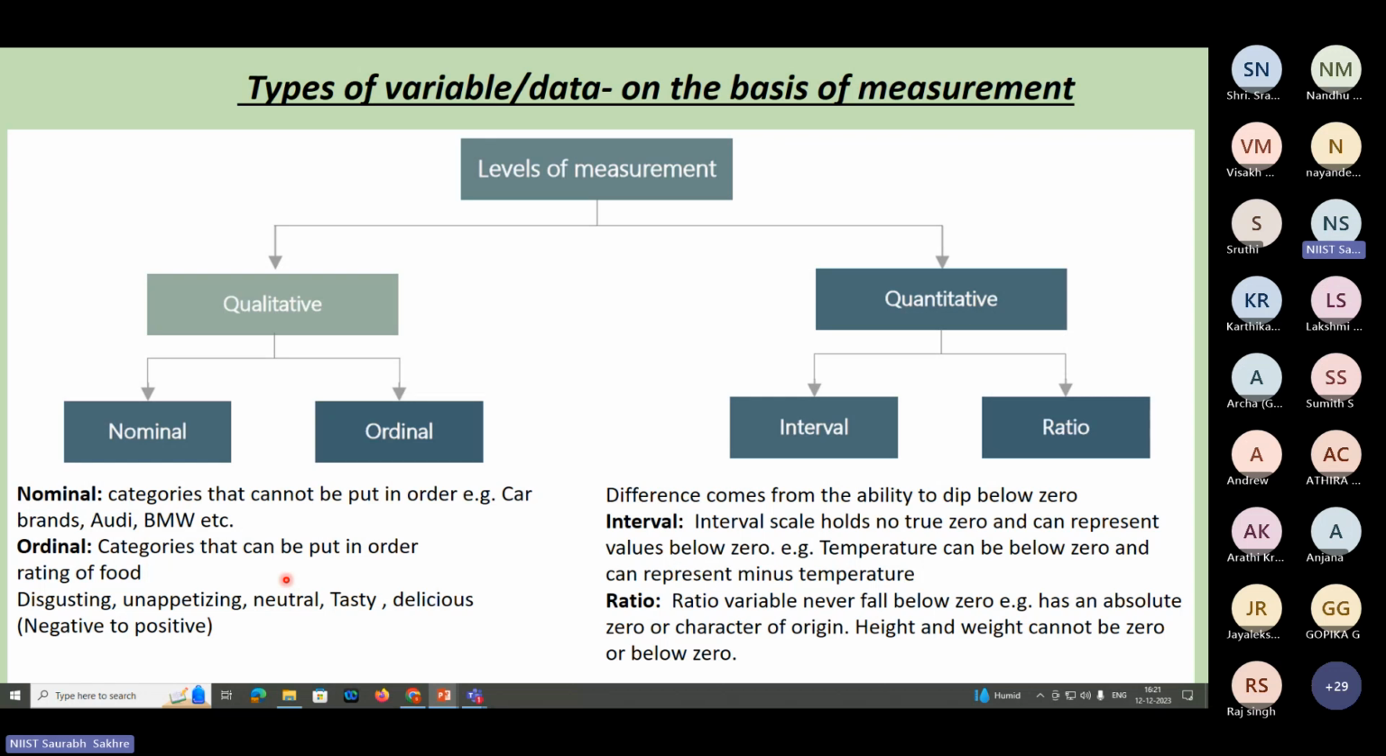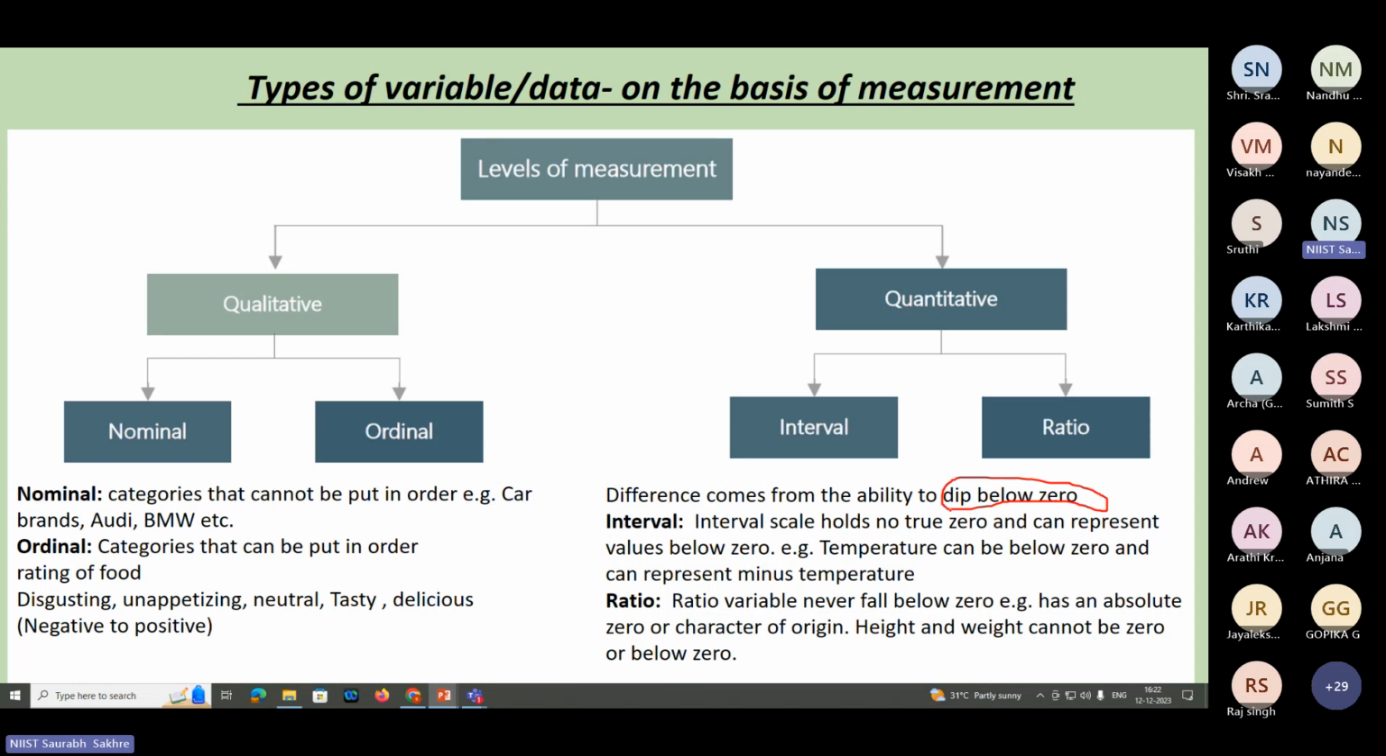Now we will see interval and ratio data. In interval and ratio, their difference primarily comes from their ability to dip below zero. Here you can see their ability to dip below zero.